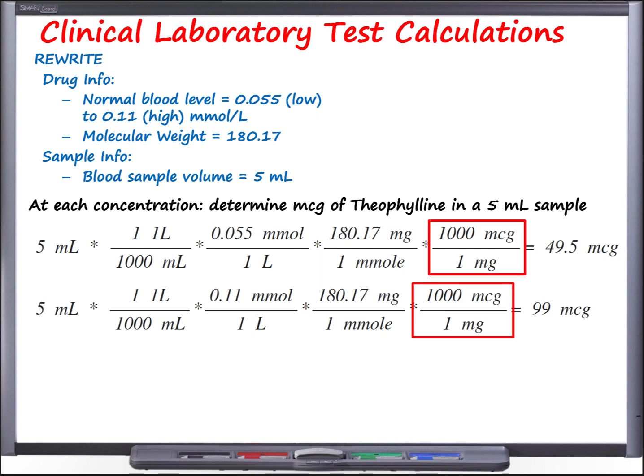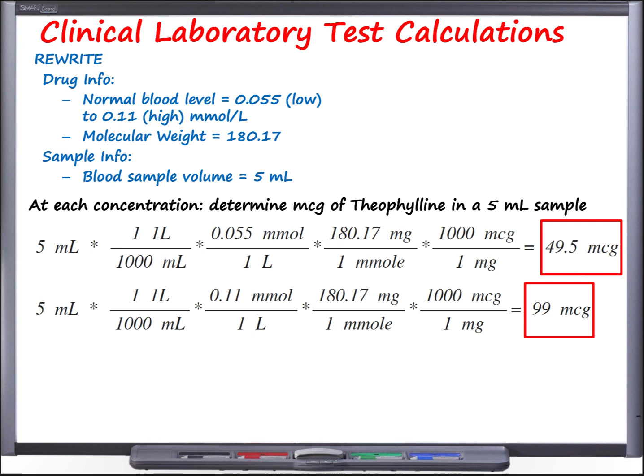But I still have one more conversion to make because we wanted to know the number of micrograms. So I now multiply it by the fact that there is 1,000 micrograms per every 1 milligram. The milligram units cancel, and my final answer here will be a number in micrograms. If you do all that math all the way across for both of these, you should match my numbers: 49.5 micrograms for the low concentration and 99 micrograms for the high concentration.